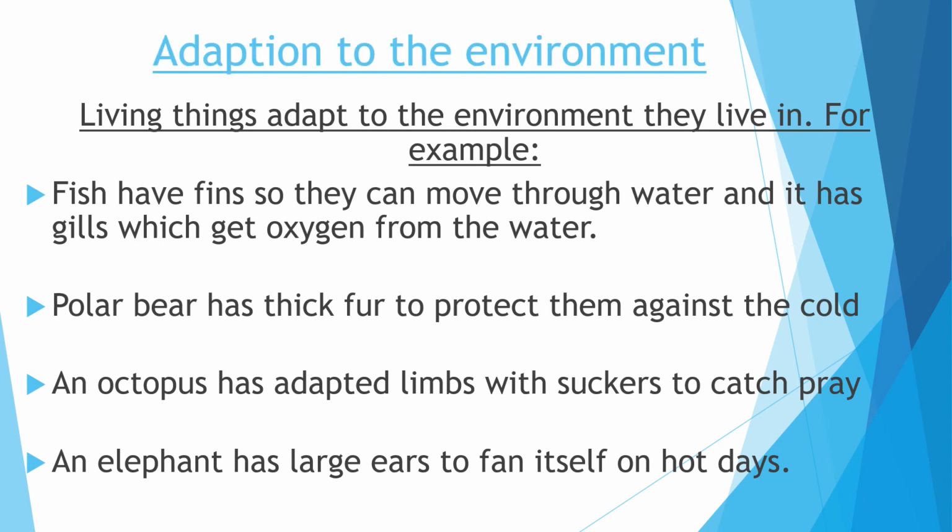Adaptation to the environment. Living things adapt to the environment they live in. For example, fish have fins so they can move through water, and gills which get oxygen from the water. Polar bears have thick fur to protect them against the cold. An octopus has adapted limbs with suckers to catch prey. An elephant has large ears to fan itself on hot days.